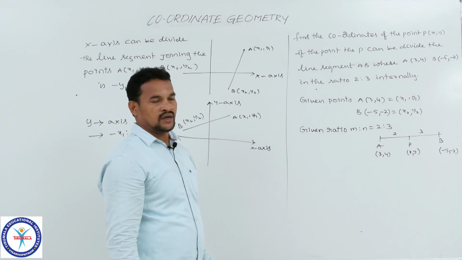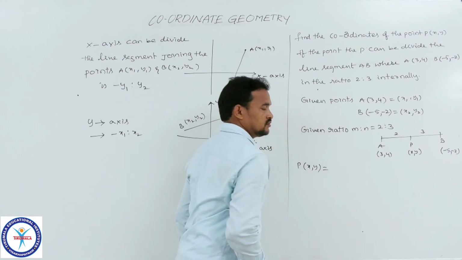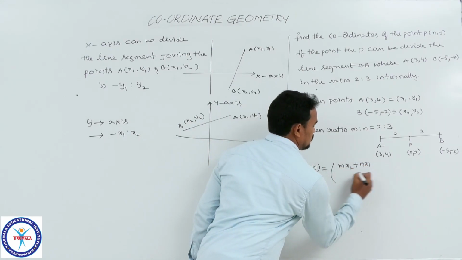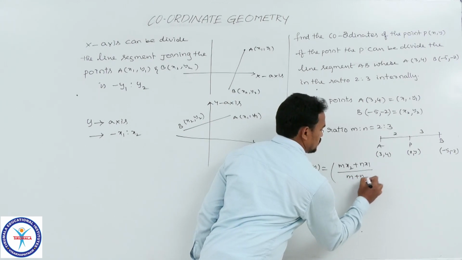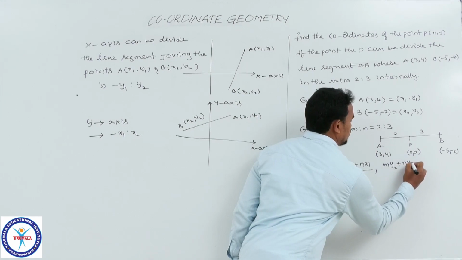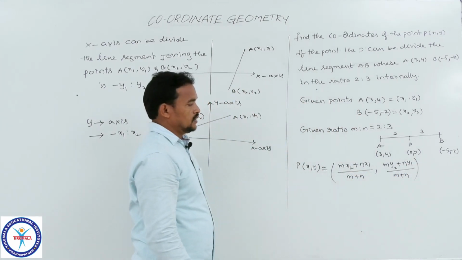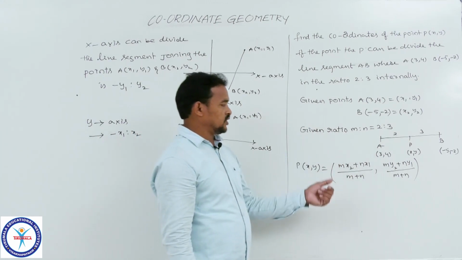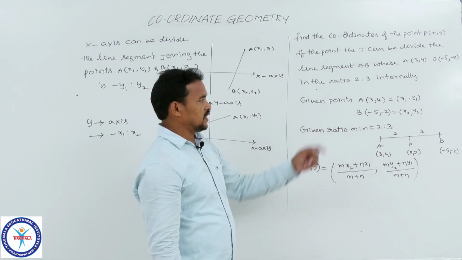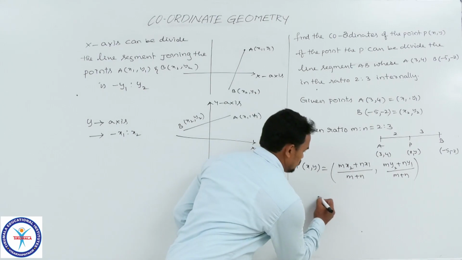Directly we have a formula. P of x comma y is mx2 plus nx1 by m plus n, comma my2 plus ny1 by m plus n. Here m is to n is nothing but 2:3, m equals 2, n equals 3. x1 y1 means 3 comma 4, x2 y2 means minus 5 comma minus 2, substitute here.